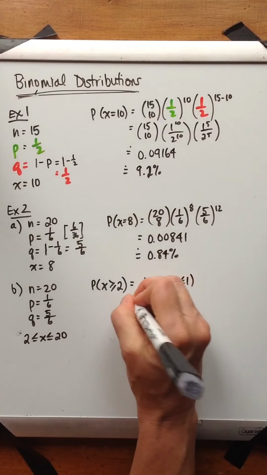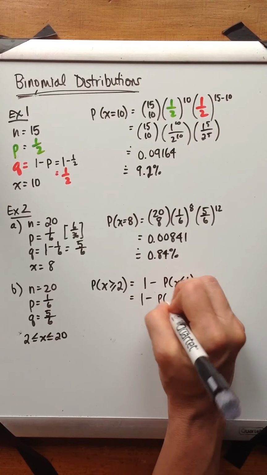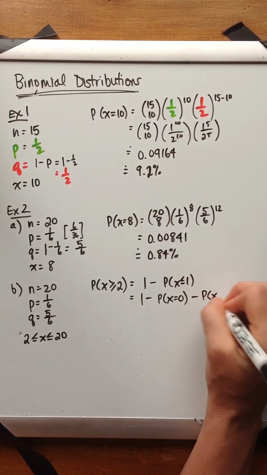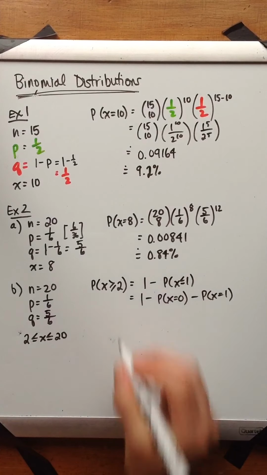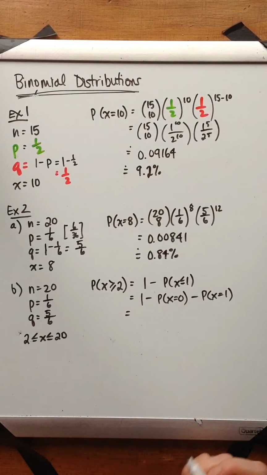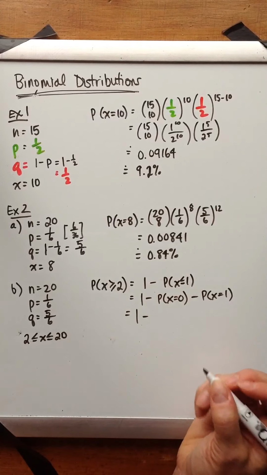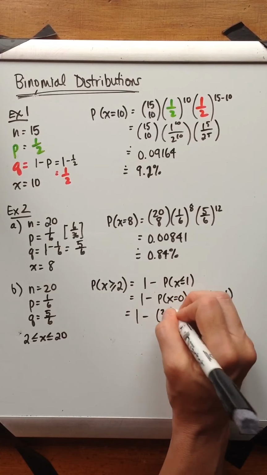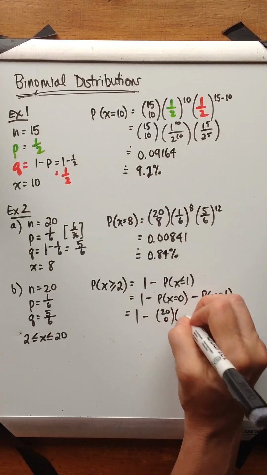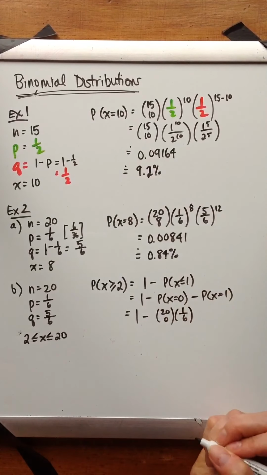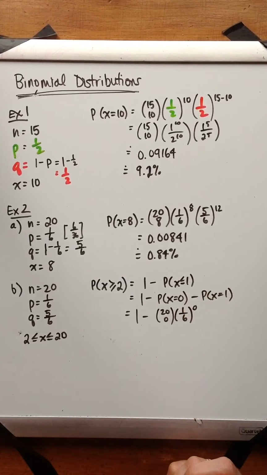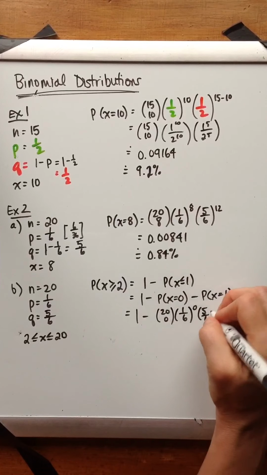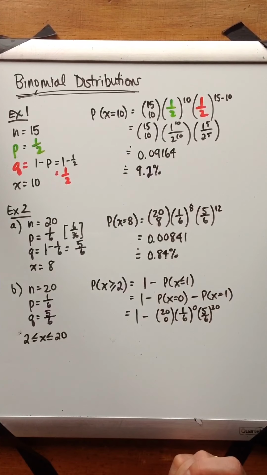Now, that includes 2 scenarios. We could actually have where we have no successes. We could also have where we have 1 success. So we need to be mindful of both of those. So we have 1 minus, again, our 20 trials. This time we have no successes. Our probability of success is still a 6th, but we have no successes. We have 5/6 probability of failure. All 20 of them are failures.